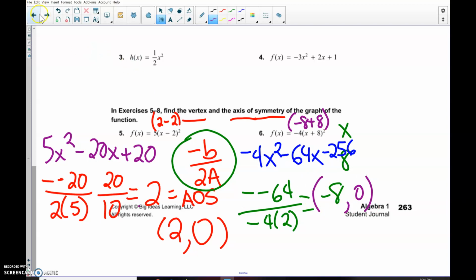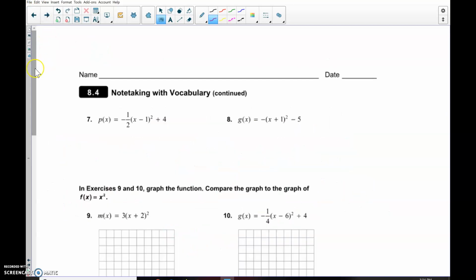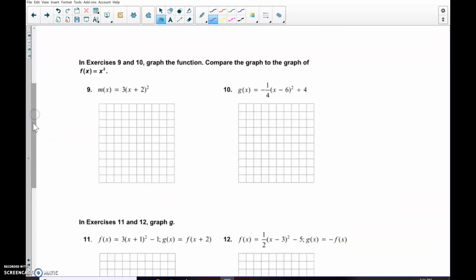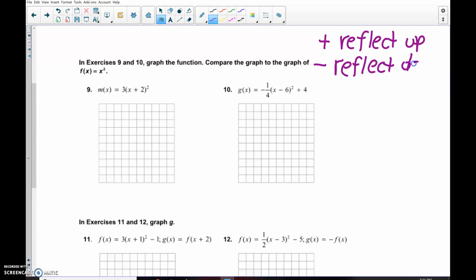Okay, and then the other part of the lesson, again, is kind of review. It's our stretch, shrink, and then horizontal and vertical translations. So remember the number in front, if it's positive, it's going to be a normal reflect up. If it's negative, it's going to be a reflection over, and it's going to be reflecting down. So reflect up means it looks like a U, reflect down means it looks more like an N.